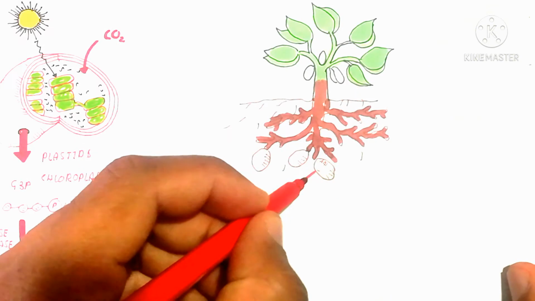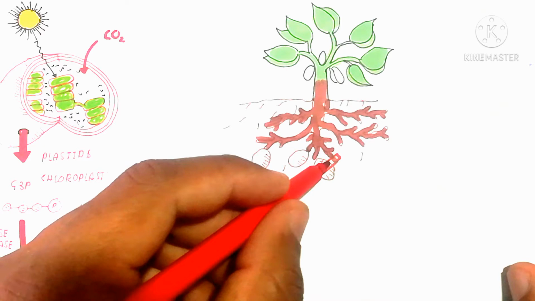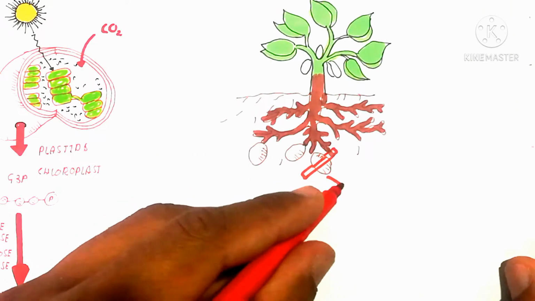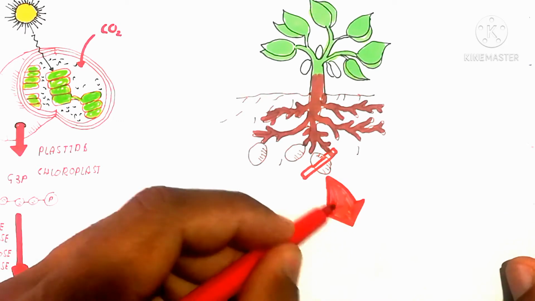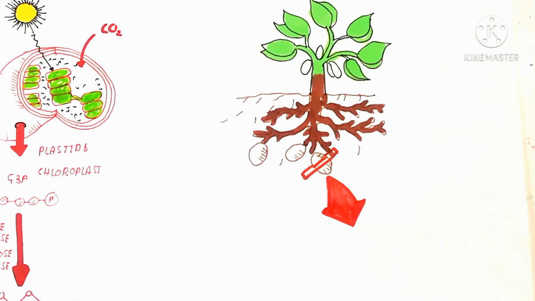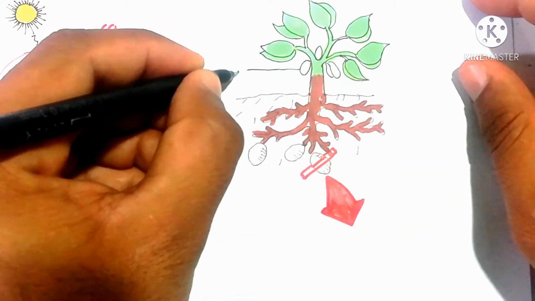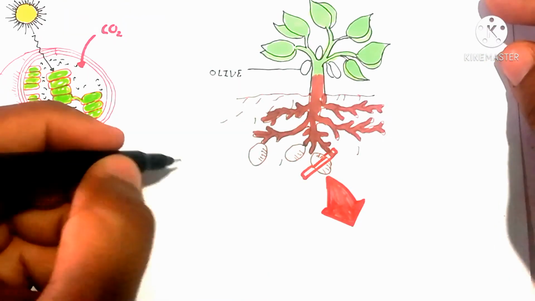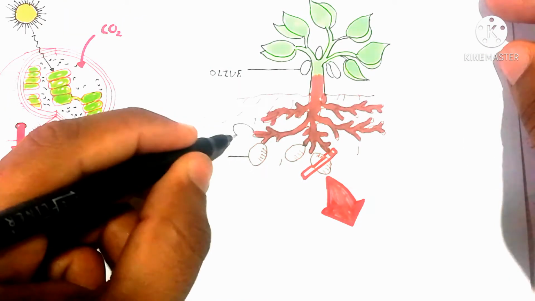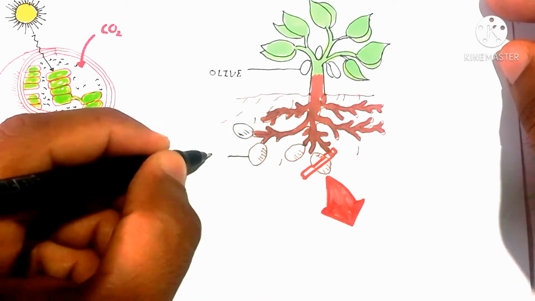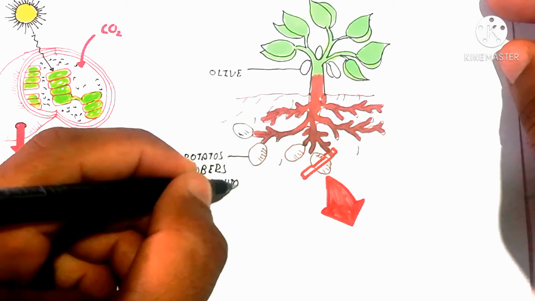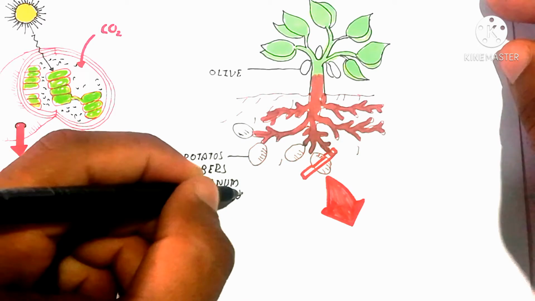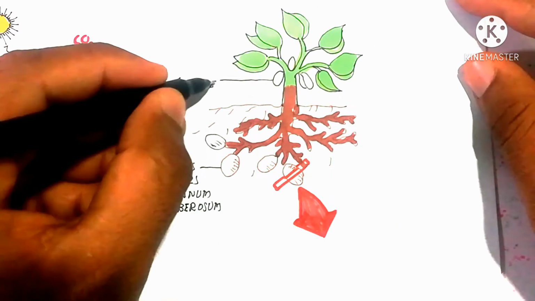So here I am drawing the plant, which contains leaves and roots. The root is attached to the tubers, potato tubers, Solanum tuberosum. On the other hand, the fruit, for example, suppose olive in case of the olive plant, so that olive contains an oleoplast, because fat is reserved in the oleoplast, which is known as the oleoplast.